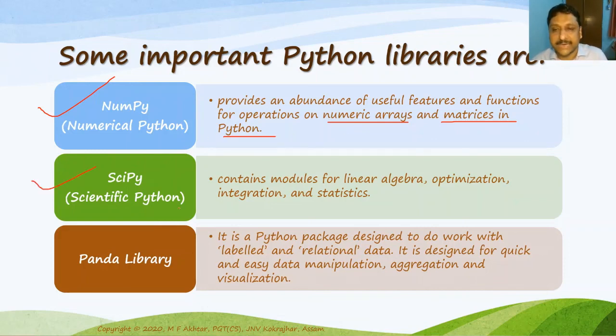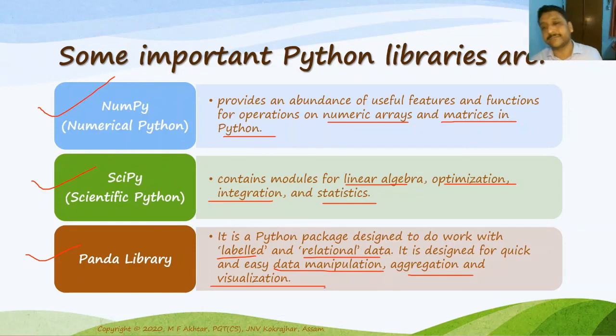SciPy, scientific Python. It contains linear algebra, optimization, regression, statistics. Pandas library is a package designed to work with labeled and relational data. It is designed for quick and easy data manipulation, aggregation and visualization. For those purposes, software is already available. We need not write those codes. Just call this library, incorporate it in our program and use those functions and features.